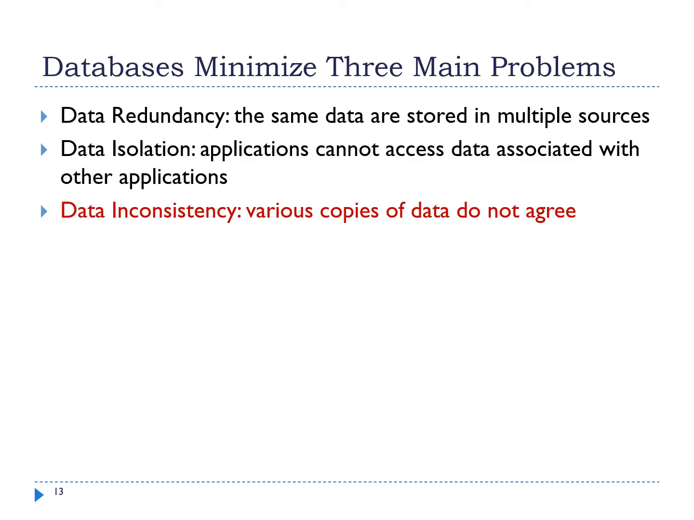The third problem is data inconsistency, which means various copies of the data do not agree with each other. For example, in one application, your address could be one thing, but you move to another application, your address might be different. So you have data inconsistency problem here. In the database approach, you just change your address in the database once, and all applications are using the same address.